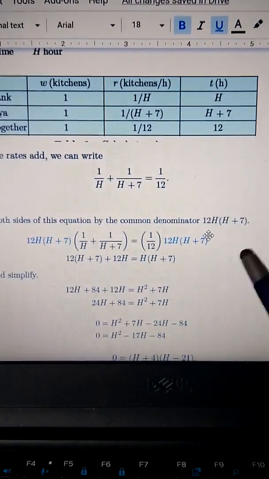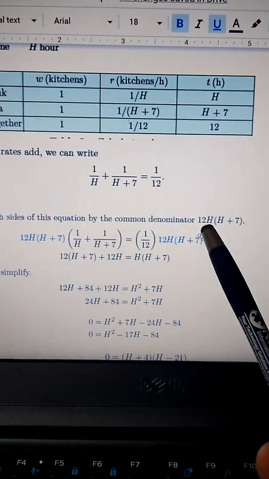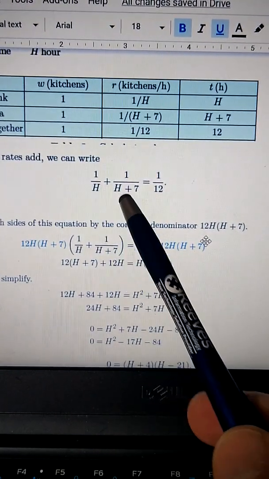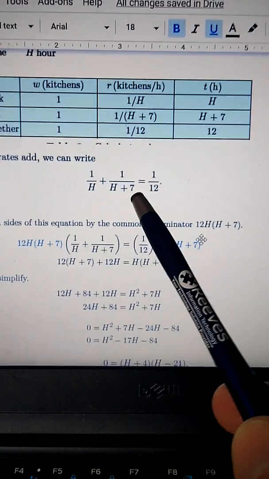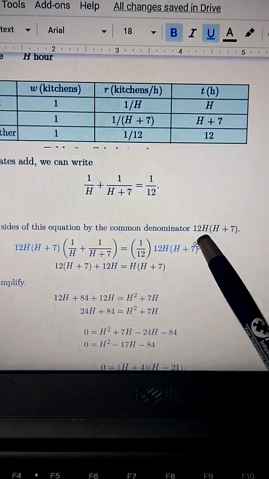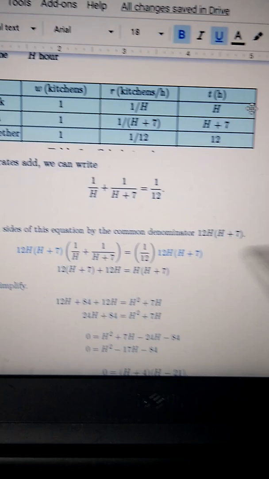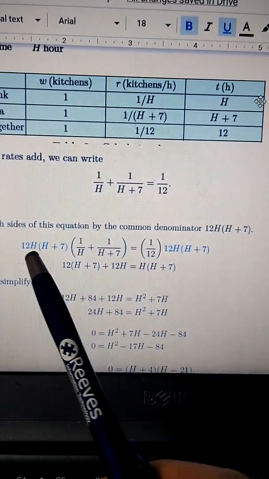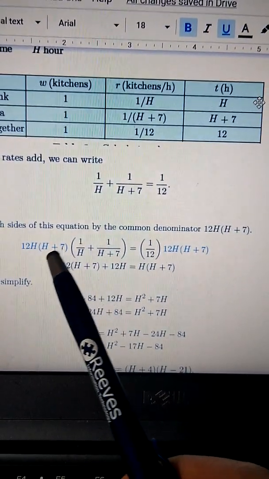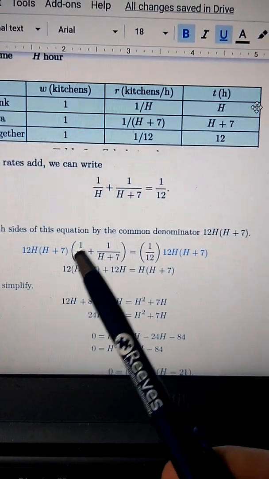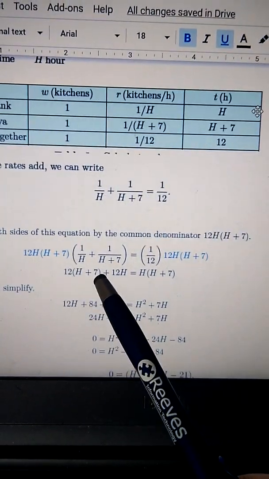So my common denominator is going to be 12, and H, and an H plus 7. Again, these H's cannot be shared because this is not an H, it's an H plus 7 as a quantity. So H and H plus 7 separately need to be your common denominator. So we're going to multiply each term by that common denominator. In the first term, it's the H that cancels. So I'd be left with 12 times H plus 7 times 1, which we don't really need to write.